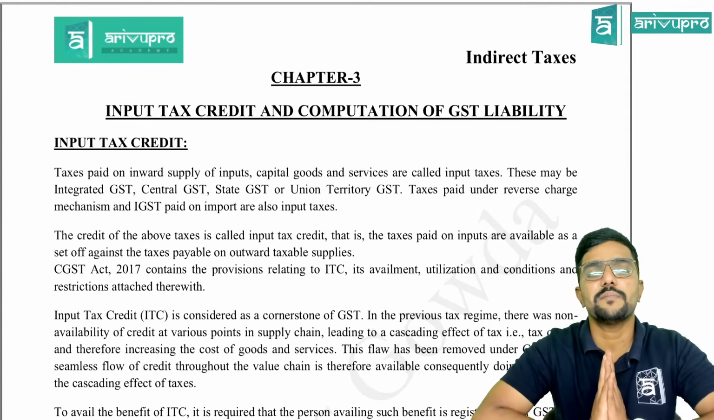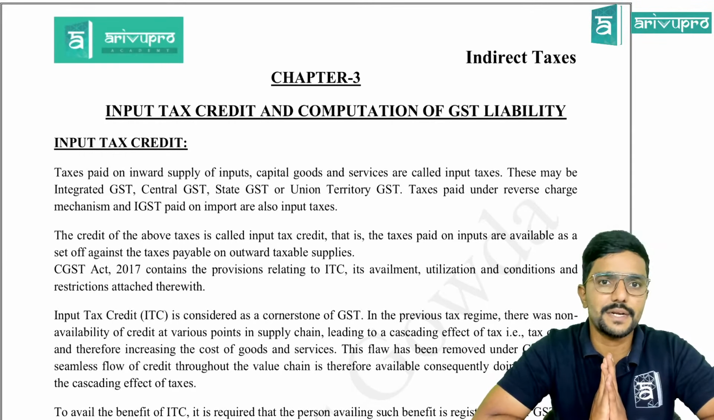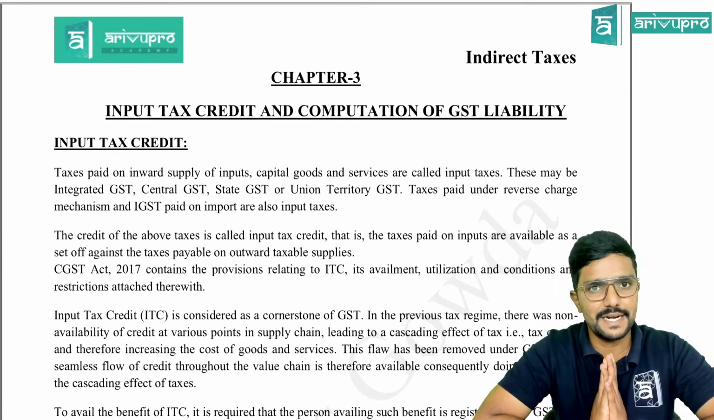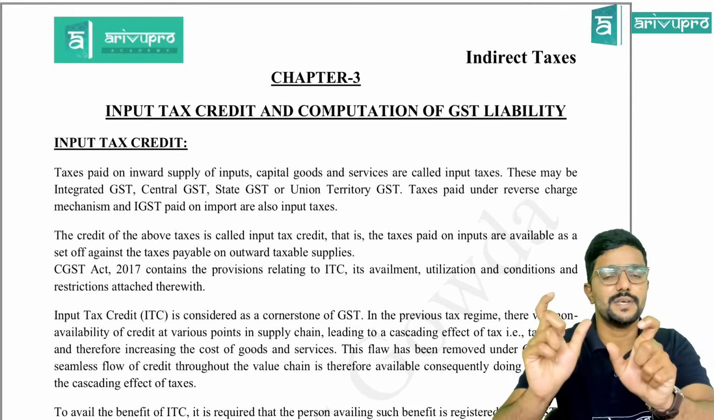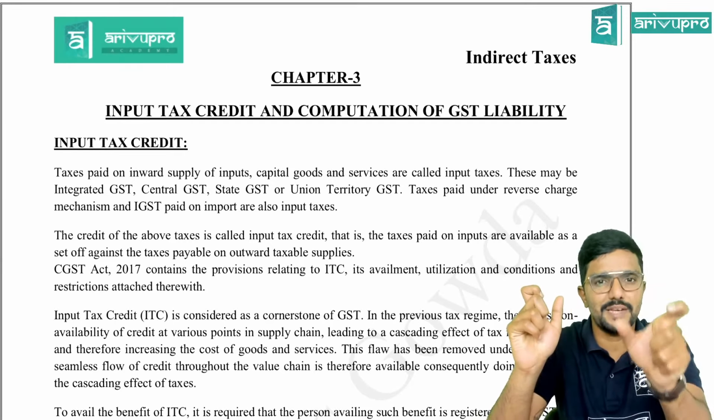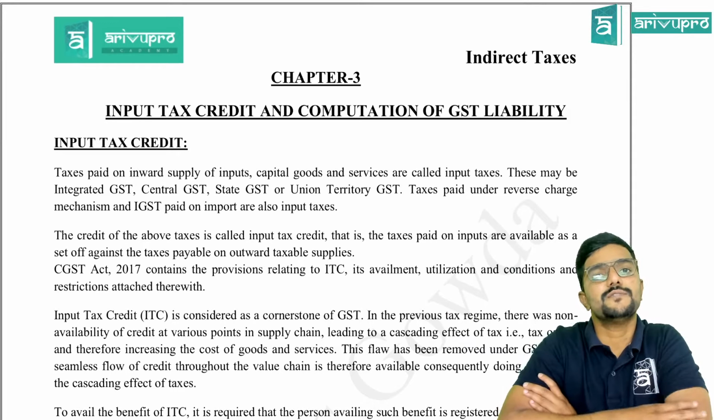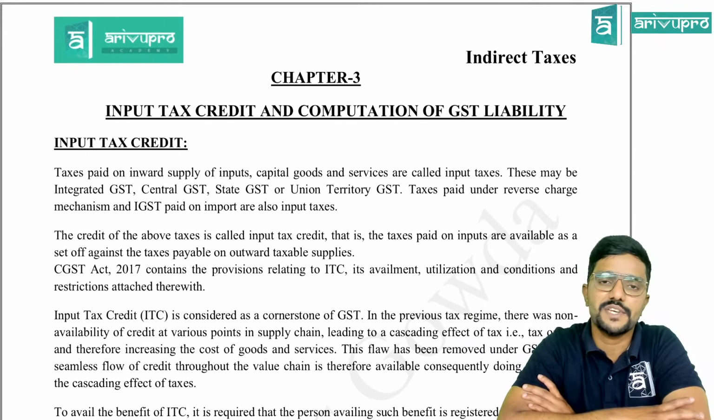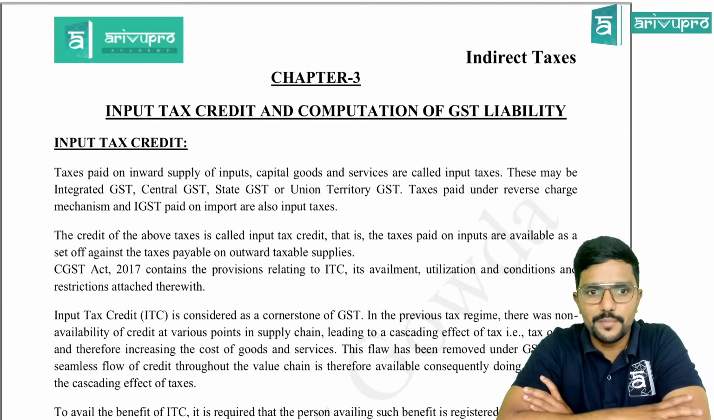Now we would be starting something called input tax credit. Sections 16 to 21 of the CGST Act talk about input tax credit. In addition to this, we will be covering sections 49 and 50, which talk about payment. So we'll be covering two topics here: input tax credit is the main topic, along with the computation of GST liability. Chalo, we'll start with this chapter.